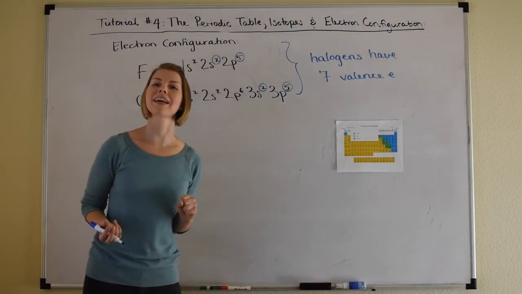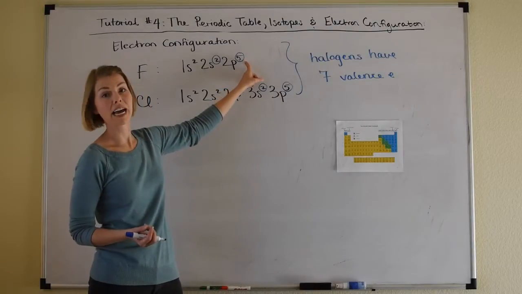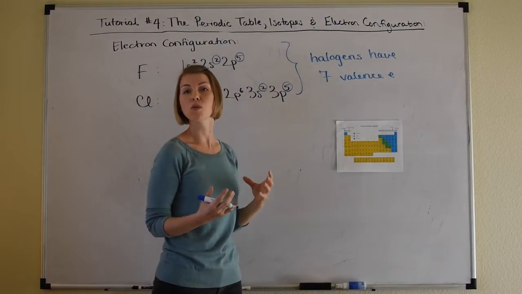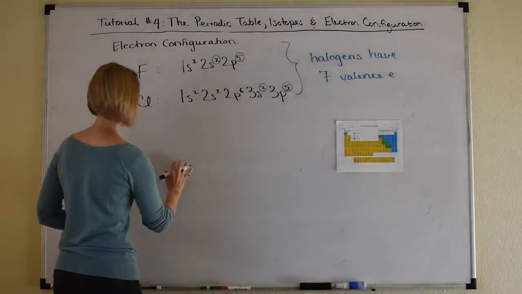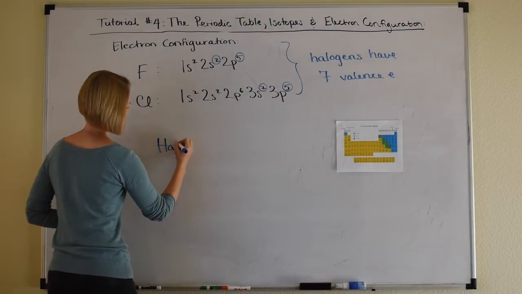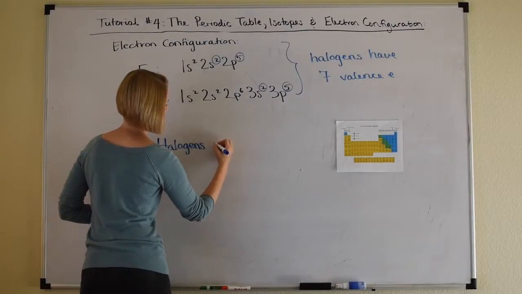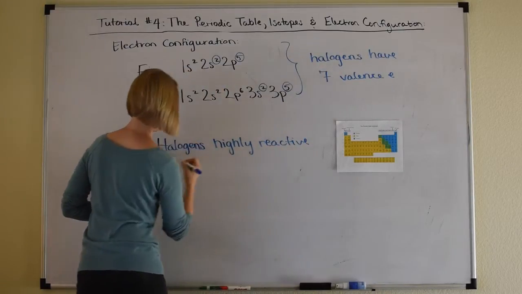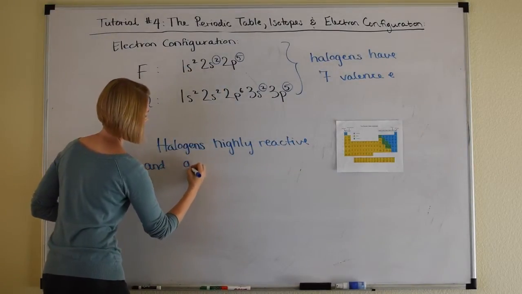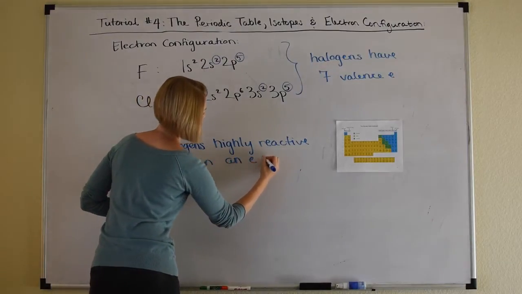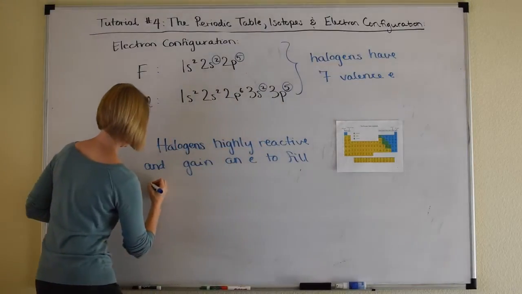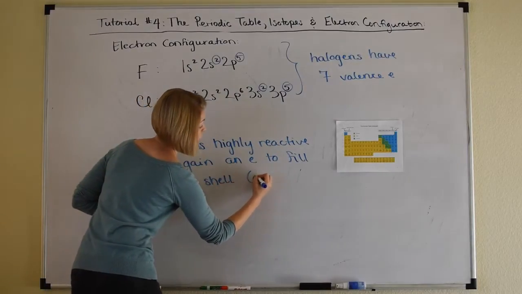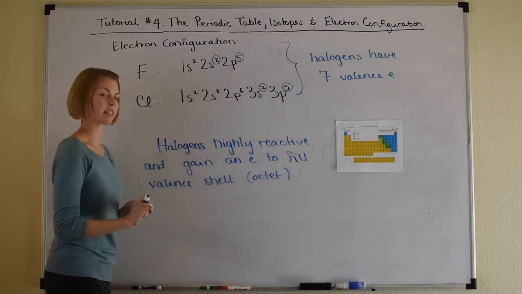They want to react by gaining an electron and filling up that outermost shell so that they too will have octet. Okay, that stable noble gas electron configuration. So I'm going to write that here. Your halogens are highly reactive and gain an electron to fill their valence shell and achieve octet. Write that in parentheses there. All right.